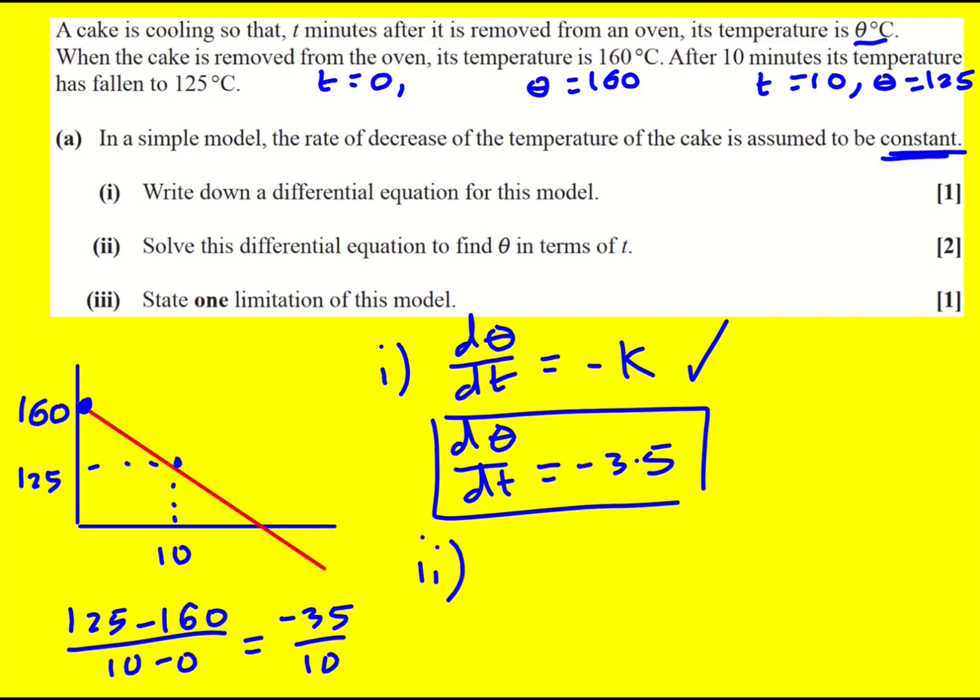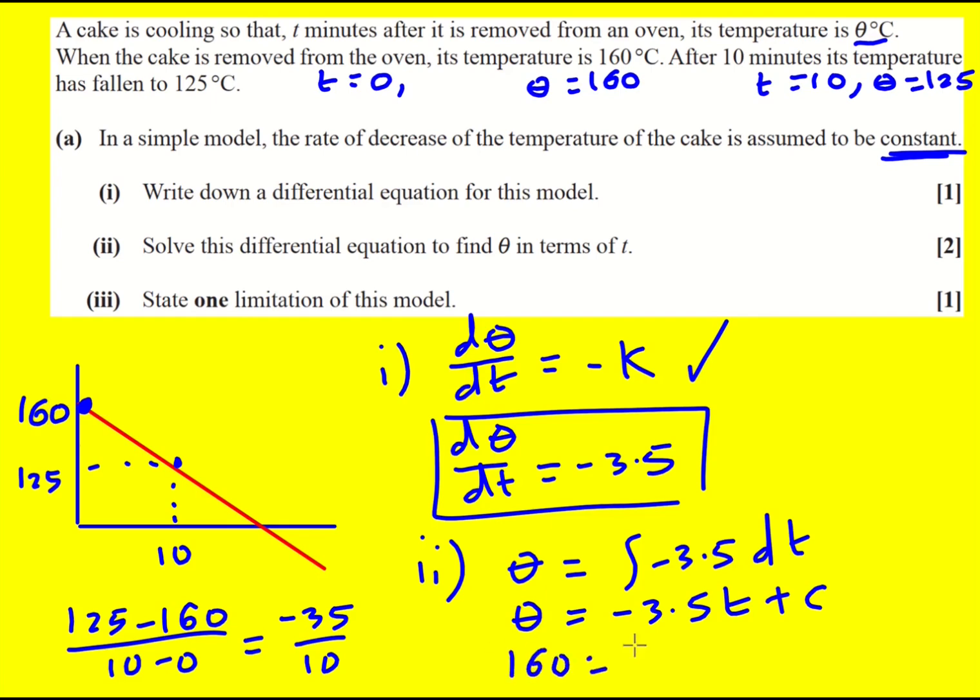Part 2, solve the differential equation. Okay, so we can do this by just integrating with respect to t. It's going to give minus 3.5t plus c. We can substitute in one of the coordinates now. It makes sense to substitute in 160 because that's actually just going to give c straight away. And therefore theta is equal to 160 minus 3.5t.